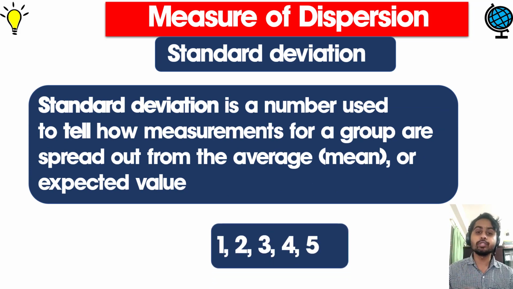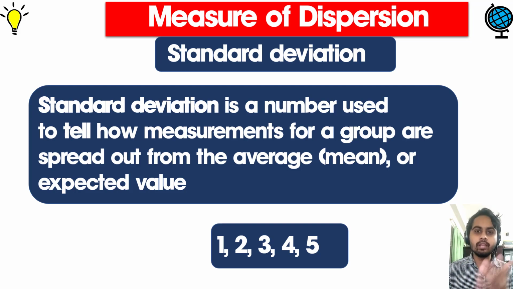Standard deviation is the most appropriate measure of dispersion to describe the data. Standard deviation is a number that tells how the data are spread out from the average or the expected value. What you need to do is find the mean, then think about how the other values deviate from the mean. This is what standard deviation does.